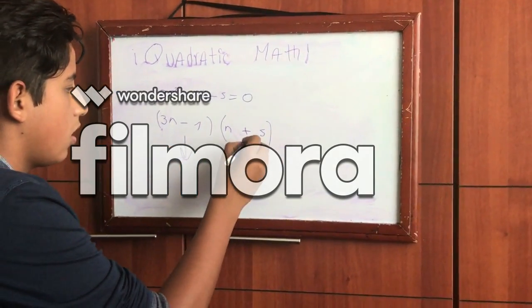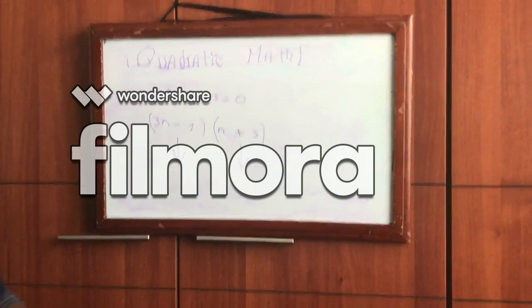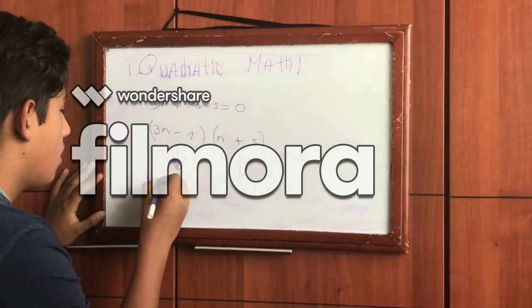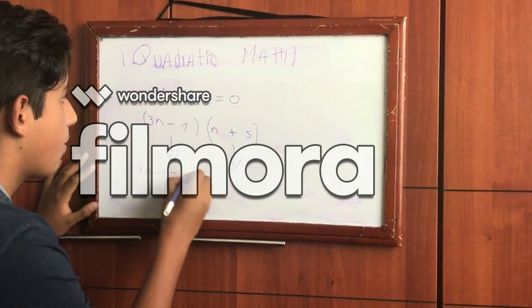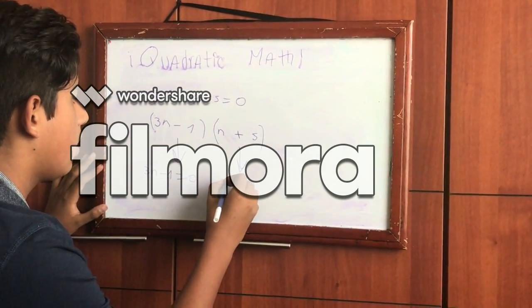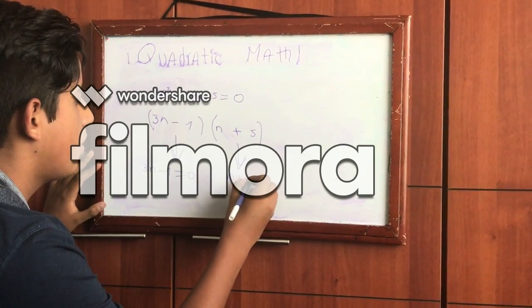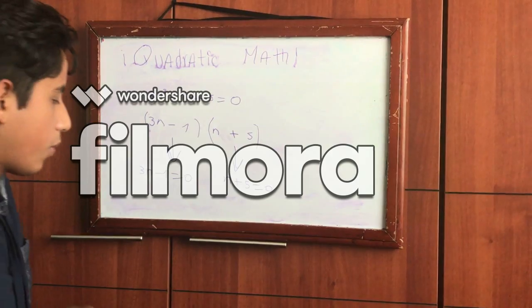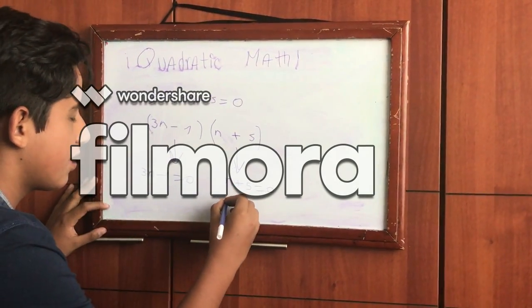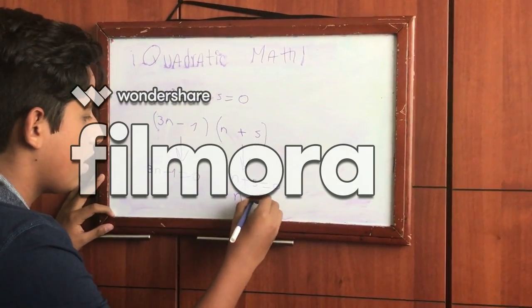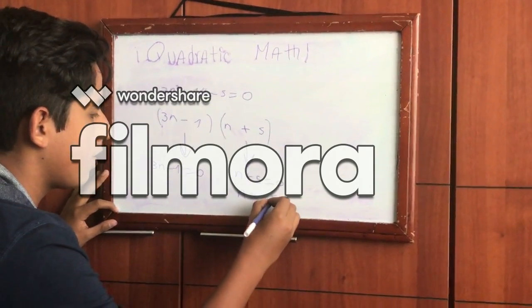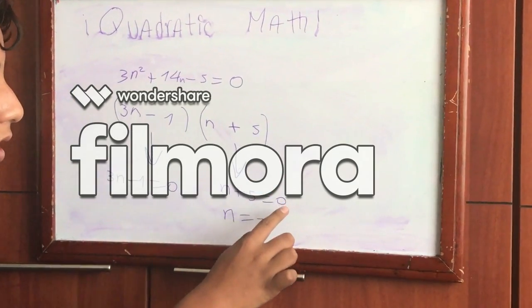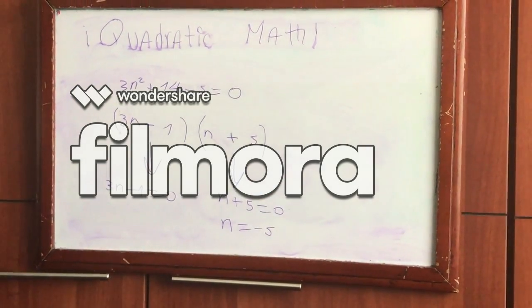Okay, so we have that 3n minus 1 is equal to 0 and n plus 5 is equal to 0. So what we do here is, in this case, n is equal to negative 5. Why is it negative 5? Because as here it is positive and we have to change it, the sign changes.